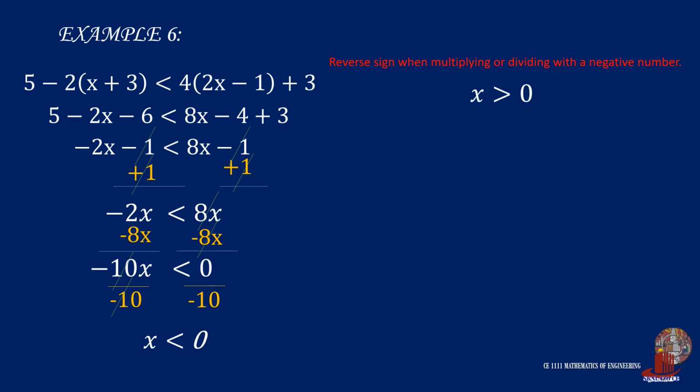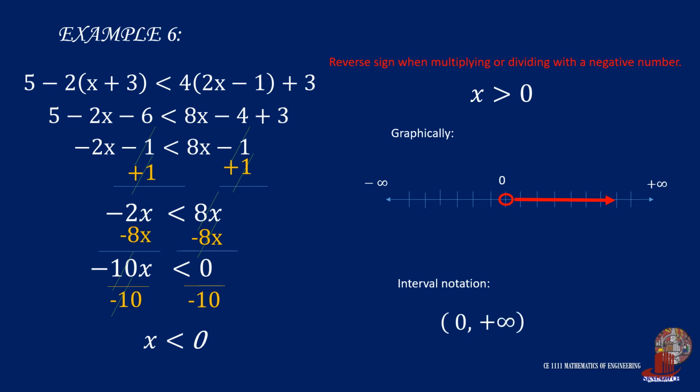is greater than 0. To show inequality, we use a number line emphasizing 0 with an open interval and an arrow directed to positive infinity. Furthermore, the interval notation shows a pair of parentheses with 0 as the lower limit and positive infinity as the upper limit.